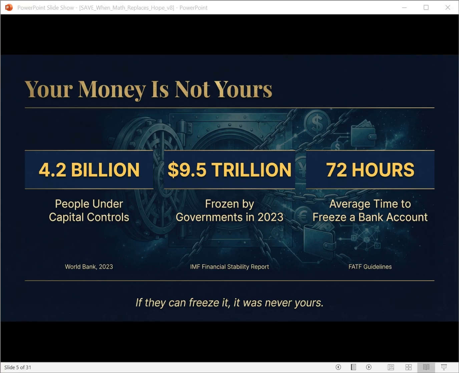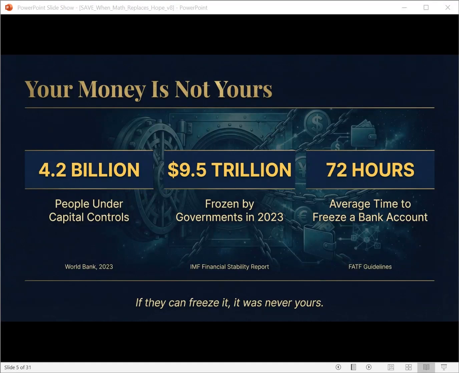So your money is not really yours. 4.2 billion people live under capital controls. That is more than half the planet. Their governments decide how much of their own money they can move, where they can send it, and when.